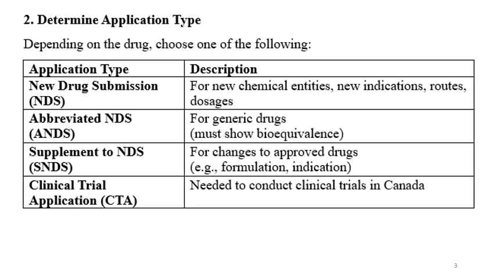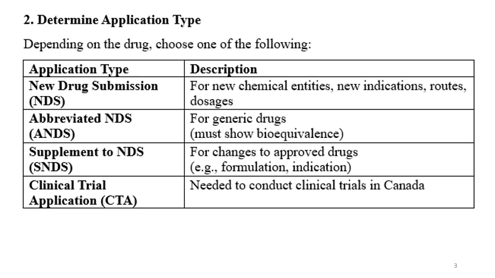Second is determine the application type. So what is the type of application? Depending on the drug, you can select as per the below application types. So application types may be new drug submission, like NDA in the US market, then abbreviated NDS, like ANDA in the US market, you can remember. Then supplement to the NDS, that is SNDS, and clinical trial application, that is CTA.